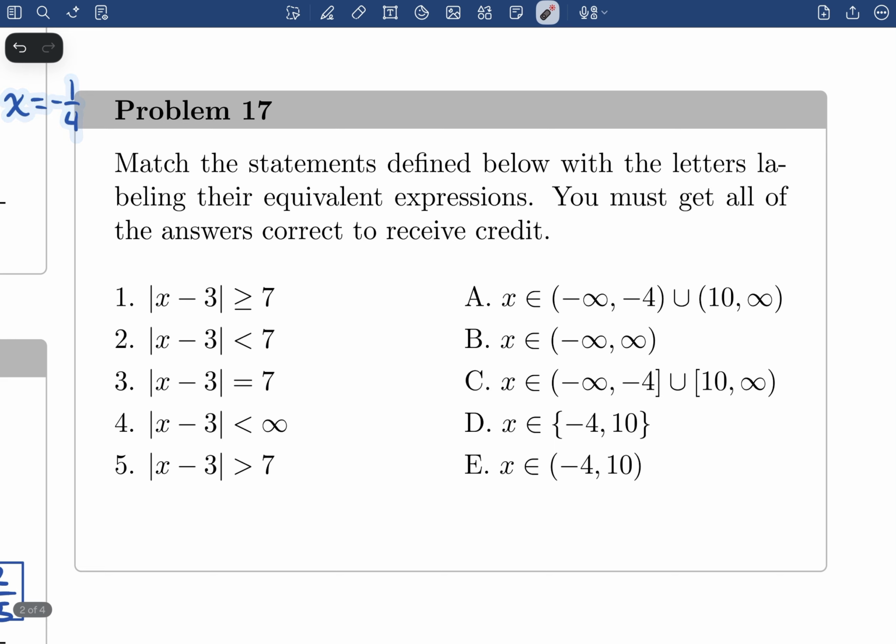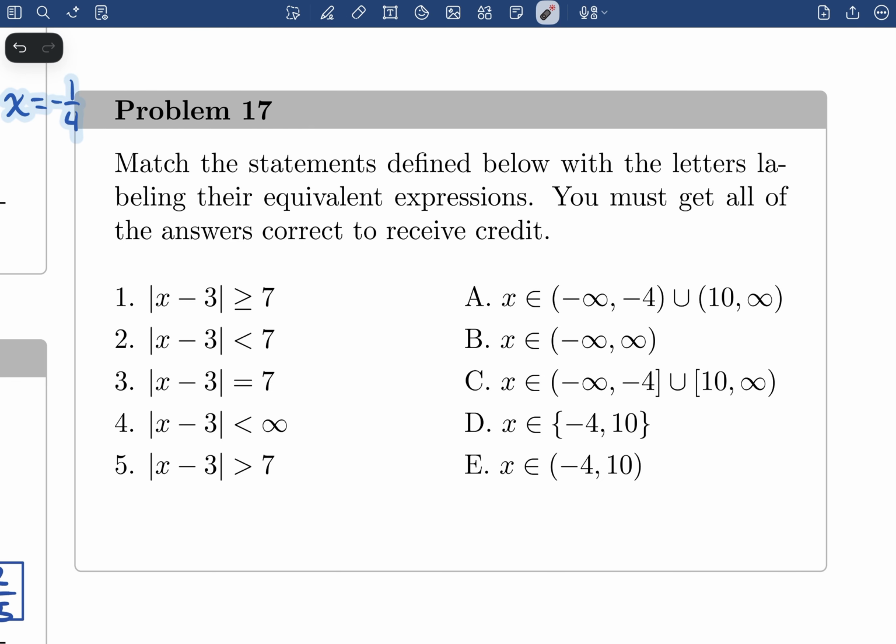Problem number 17 says match the statements defined below with the letters labeling their equivalent expressions. You must get all of the answers correct to receive credit. Great. Looks like we've got 5 different scenarios. The absolute value of x minus 3 is greater than or equal to 7. The absolute value of x minus 3 is less than 7. The absolute value of x minus 3 is exactly equal to 7. The absolute value of x minus 3 is less than infinity. And the absolute value of x minus 3 is greater than 7.